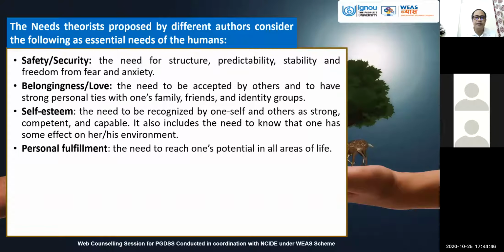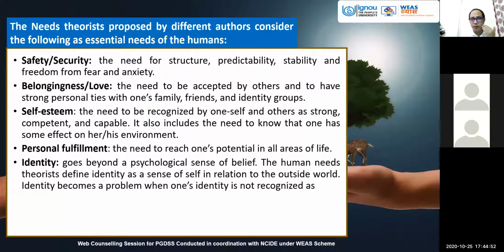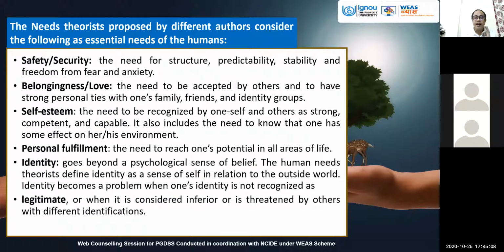And personal fulfillment, that means the need to reach one's potential in all areas of life. Then we need to have our own identity, which goes beyond a psychological sense of belonging. Human needs theories define identity as a sense of self in relation to the outside world. So identity becomes a problem when identity is not recognized in itself.